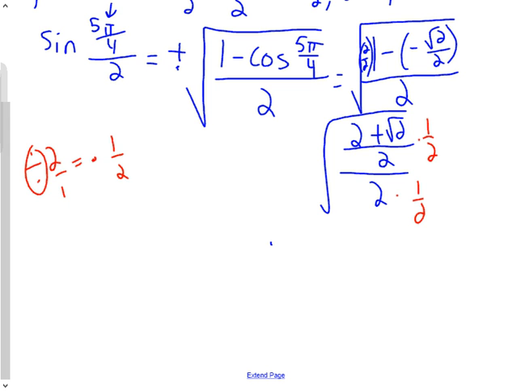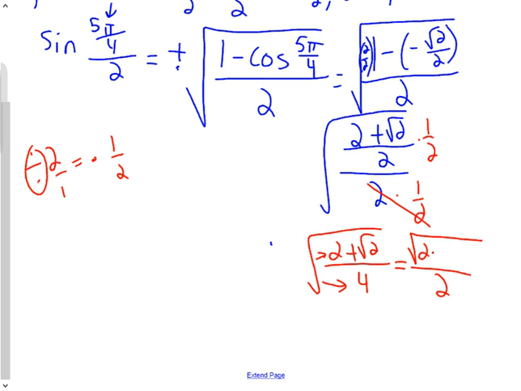Dividing by 2 is times half. So timesing by half on top and bottom, I get 2 plus root 2 over 4. And now I can do the square root of each piece and get square root of 4 is 2. And the top is square root of 2 plus root 2. Looks really goofy, but that is your answer.